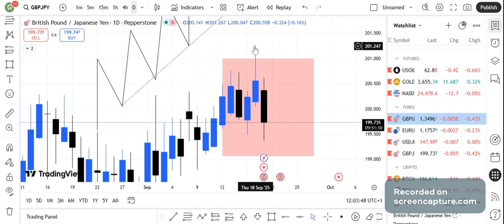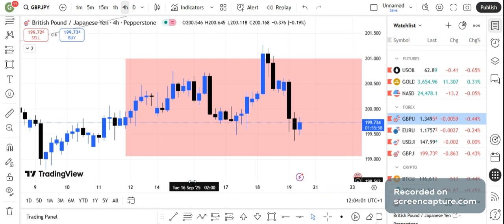Let me just move to the 4 hour time frame before that. The 4 hour time frame is where we will know more about our market structure.